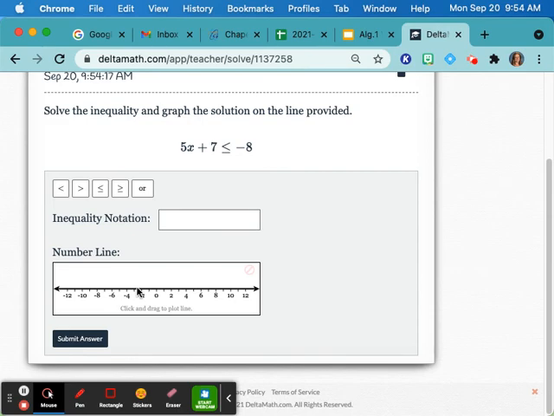You are going to write all of the problems on a sheet of paper, work them out, draw your number line. That is what you will turn in, but you will do your assignment on Delta Math.